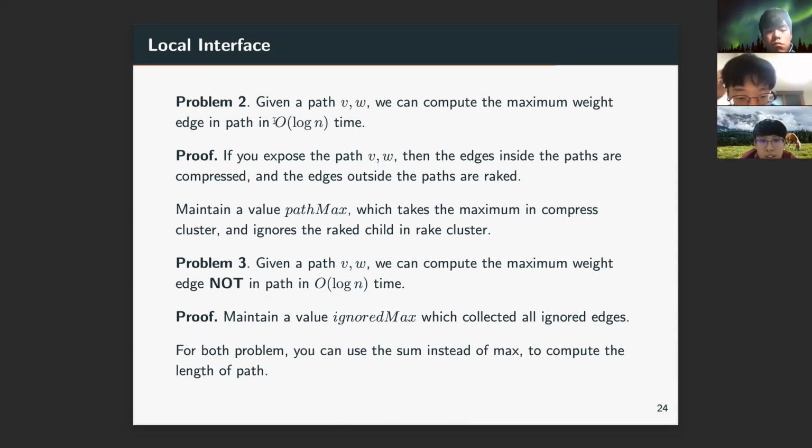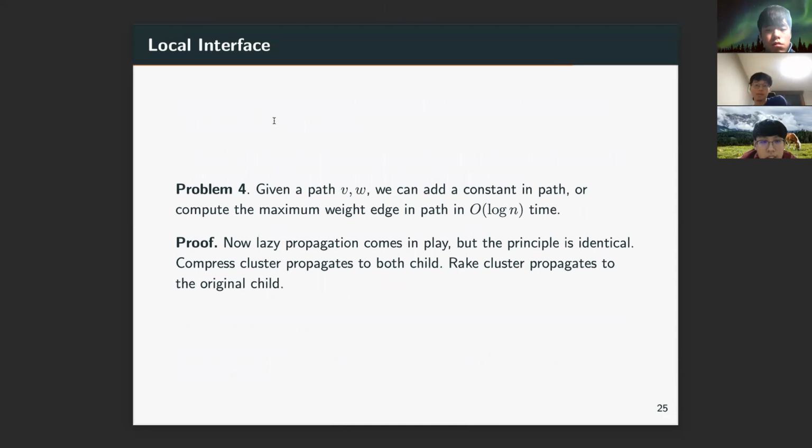And of course, for both problems, you can use sum instead of max. Then you can compute the length of a path. In the coming slides, we will talk about the length of the path, because we are not interested in the maximum here, but in the length. You can do lazy propagation too. Given a path, you can add a constant to the path. If you have a compressed cluster, you propagate to both children. If you have a rake cluster, just propagate to the original child. That's it. Then you can do lazy propagation.